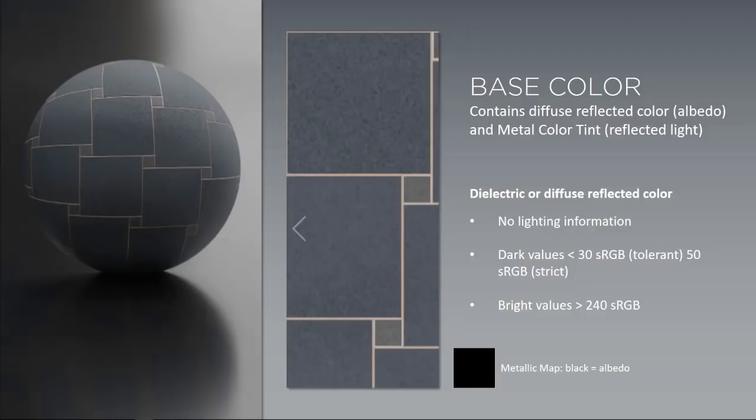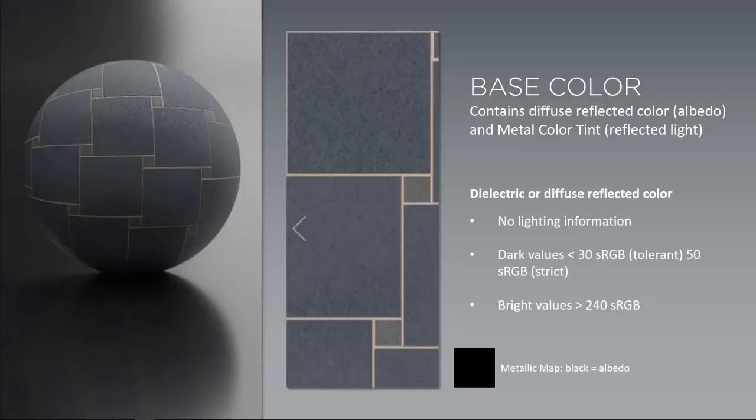And so here on this next slide is where I want to start to talk about some of what these maps are, what they actually represent, and some guidelines for how to author them. So the first one I like to start with is this base color map. This base color actually contains two pieces of information, I like to say. It contains diffuse reflected color, which is sometimes referred to as albedo. It's just another word that you may hear often when talking about PBR. And then also it contains the metal color tint. It's reflected light.